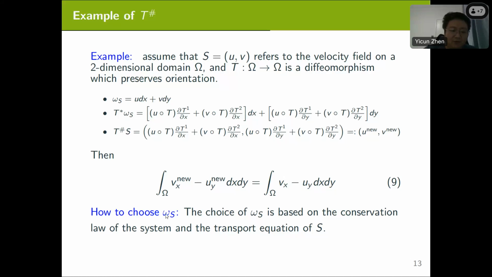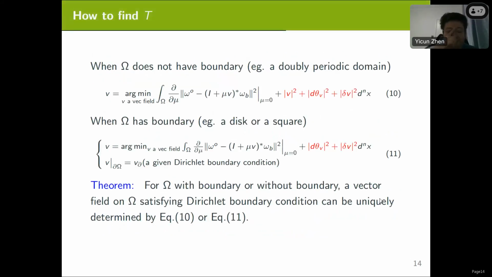So the next question is, how do we choose the differential form omega S? Suppose we have some state variable S. How do we choose the differential form omega S? Here we have two rules. First, we can choose omega S based on the conservation law of the system. And second, we can choose omega S based on the transport equation of S. And here is our theorem. We present this theorem in our papers, so the existence and uniqueness of the solution is guaranteed.